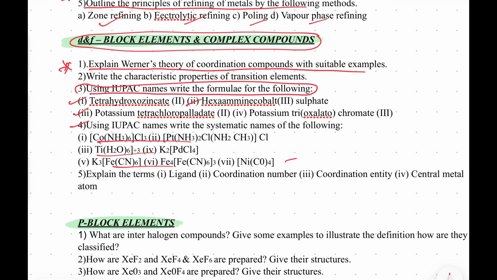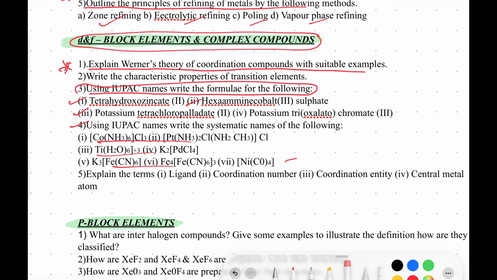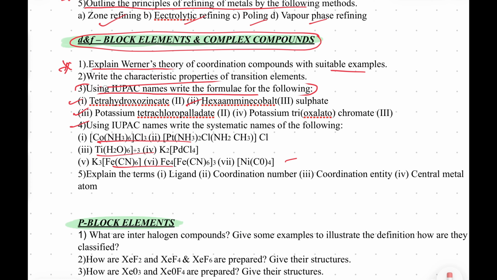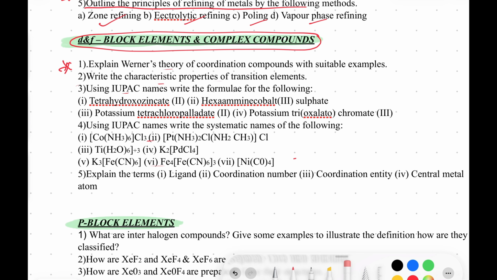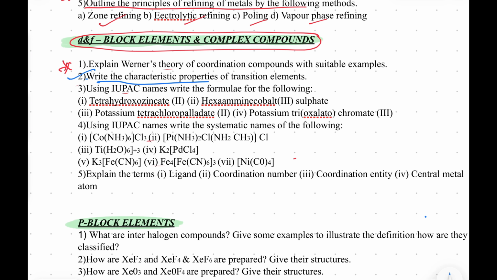And one more important question is there. What is that? You can see. That is the characteristic properties of transition elements. But they ask that very rarely. That is actually a first year question. So there is no need to worry about that question. They ask only a first year concept there. So they ask it very rarely.